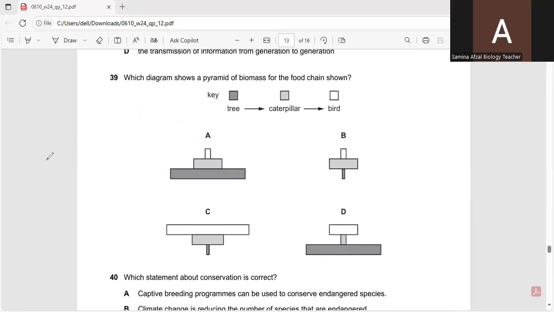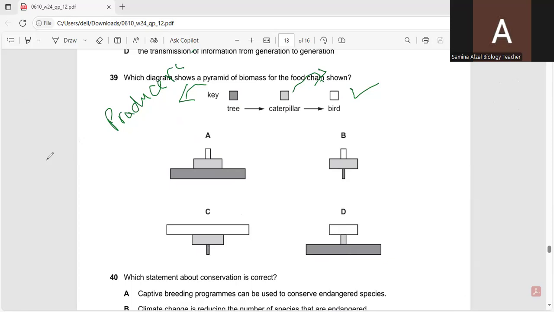So tree, caterpillar, which is a very small food chain. Producers, and then caterpillars, very small. You can say larvae of the butterfly, and the birds, they are larger in size. So, tree will always have a greater biomass.